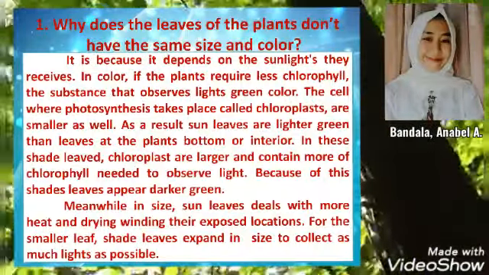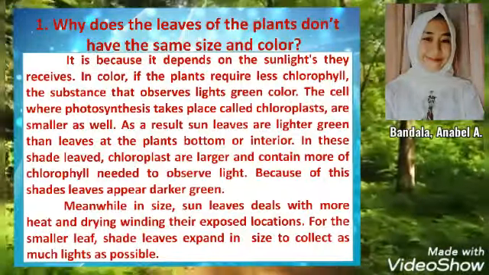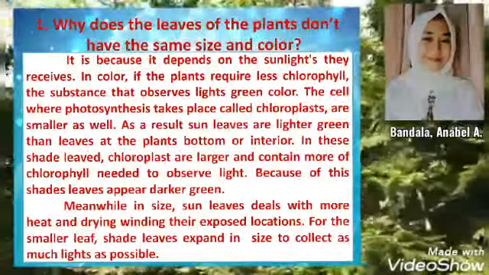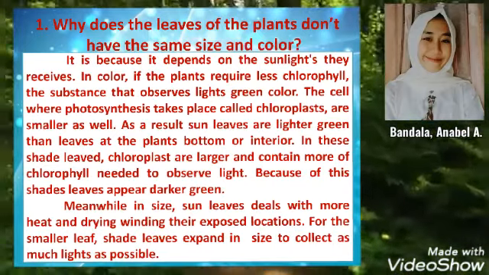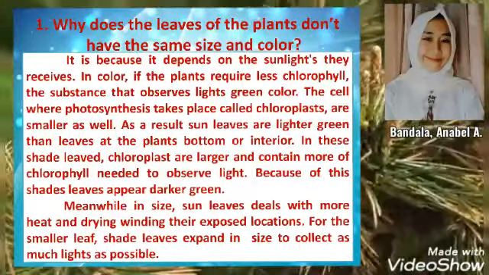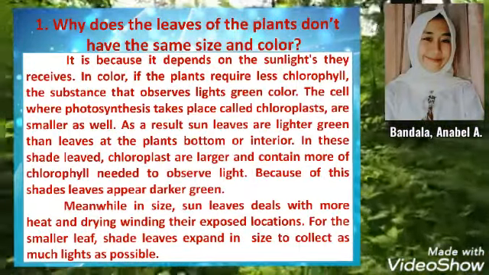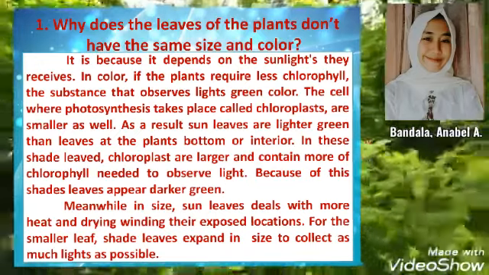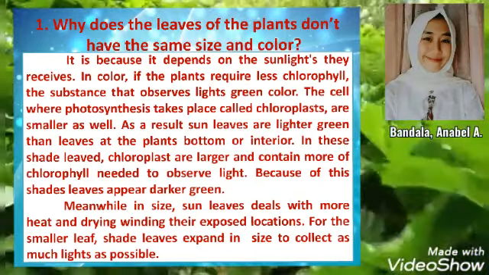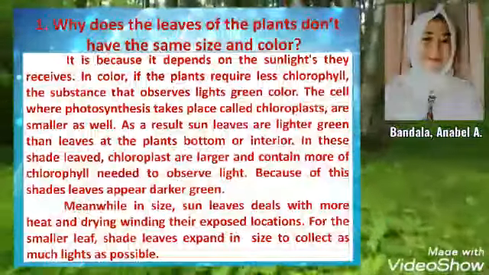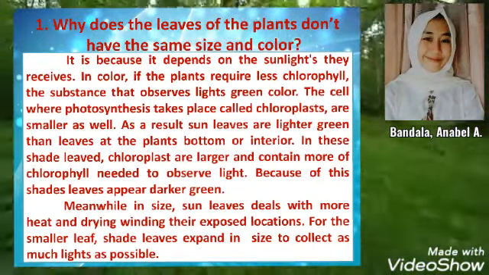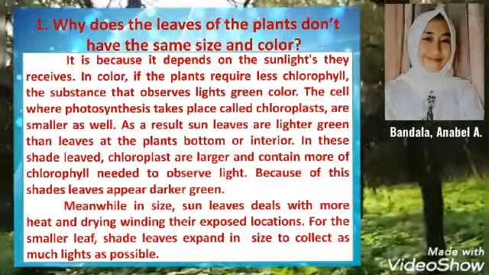Of the plants that have the same size and color? Is it because it depends on the sunlight they receive? In color, the plants require less chlorophyll, the substance that absorbs light and gives the green color. The cells where photosynthesis takes place, called chloroplasts, are smaller as well. As a result, some leaves are lighter green than leaves at the plant's bottom or interior. In these shade leaves, chloroplasts are larger and contain more chlorophyll needed to absorb light. Because of this, shade leaves appear darker green.